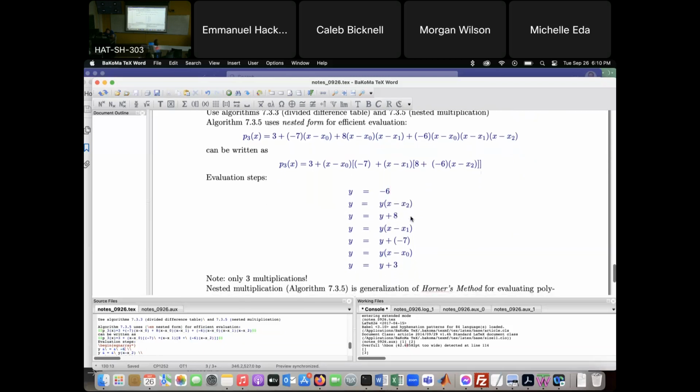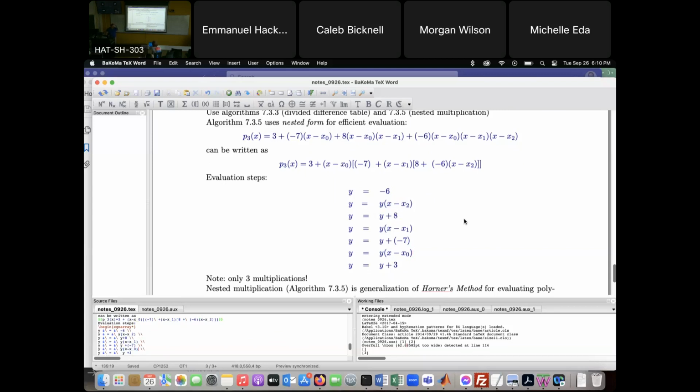So notice for a degree 3 polynomial, there are only 3 multiplications, here, here, and here. And then there are 1, 2, 3, a total of 6 additions. So for a degree n polynomial, order n operations are needed to evaluate it. That's really the best you can hope for.